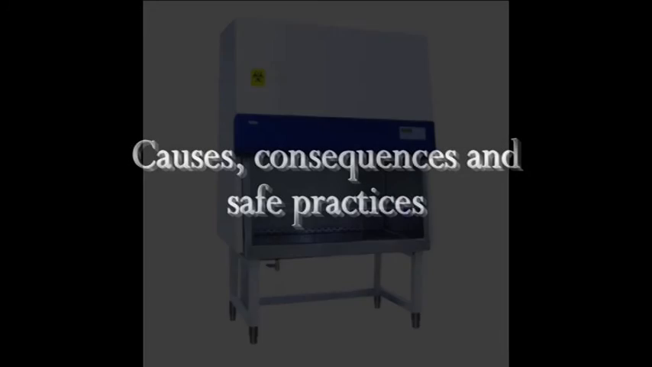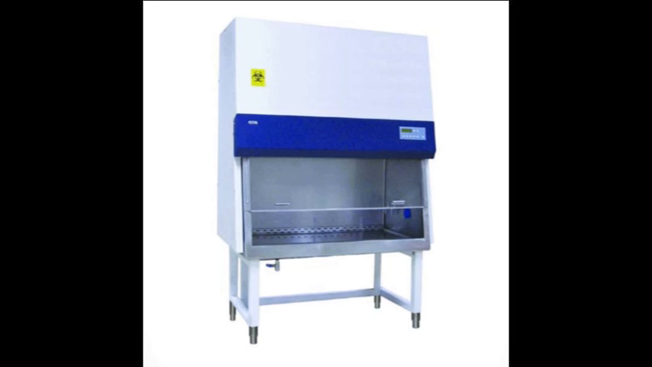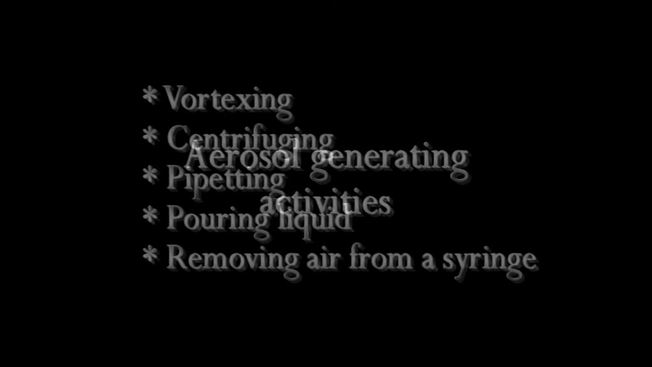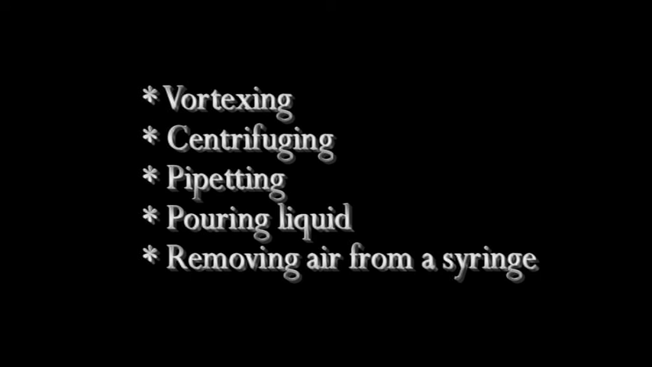The use of biological safety cabinets and respirators by all persons present in the same room can provide protection, but only when they are used correctly and are accompanied by standard microbiological procedures and precautionary practices. This video describes common aerosol-producing activities like vortexing, centrifuging, pipetting, pouring liquid, removing air from a syringe, and safe work practices to protect workers from aerosols.